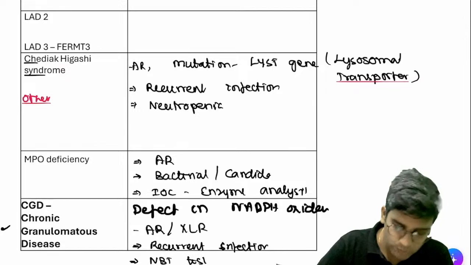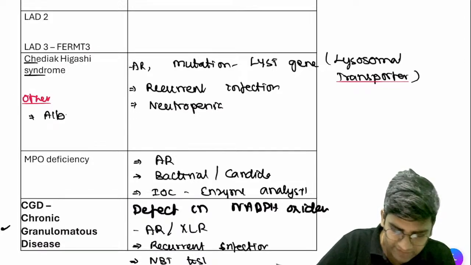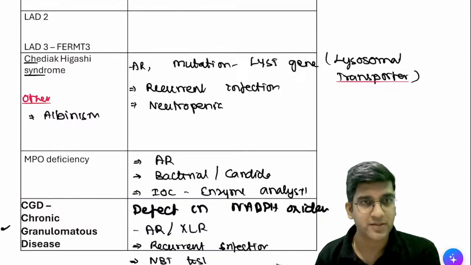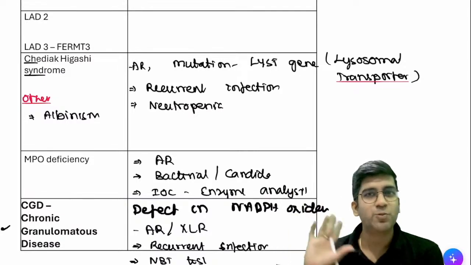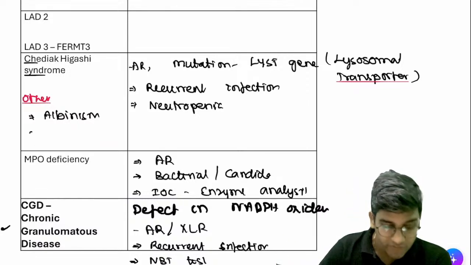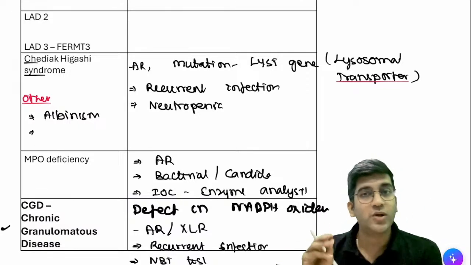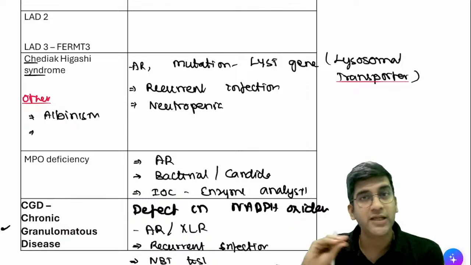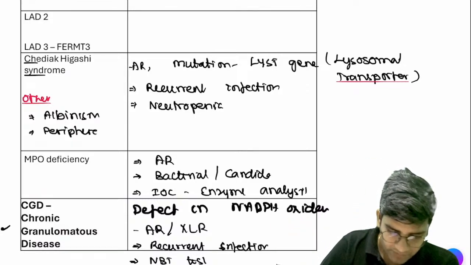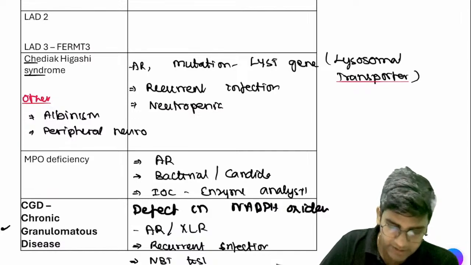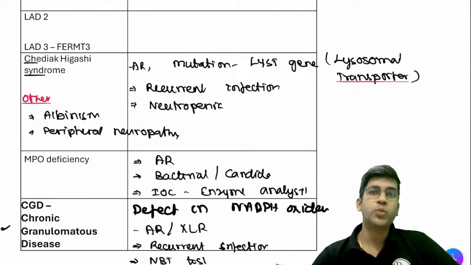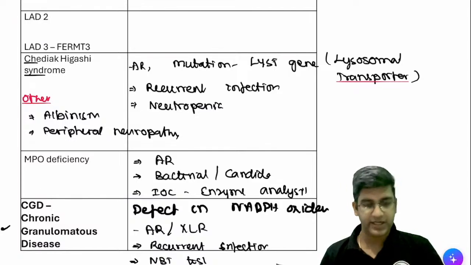There are a few other findings. One is the patient ends up having albinism. The only good thing about knowing the reason is you need not memorize. I know it's a transporter. Transport of melanocytes is also defective. I won't have pigmentation, albinism. Transport of Schwann cells also will be defective. Schwann cells help in myelination. Nerves will not be myelinated, hence ending up with peripheral neuropathy. Okay. Peripheral neuropathy is a classical finding of Chediak-Higashi syndrome. Albinism along with your recurrent infections are classical findings of Chediak-Higashi syndrome, right?